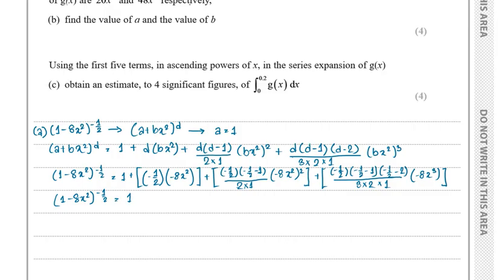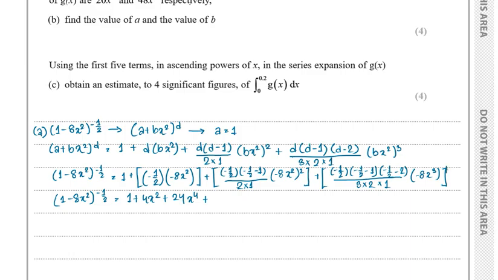So now (1 minus 8x squared) to the power minus half would be 1, and minus half multiplied by minus 8x squared would be plus 4x squared, plus minus half multiplied by (minus half minus 1) divided by 2 multiplied by (minus 8x squared) to the power 2 would be plus 24x to the power 4, plus minus half multiplied by (minus half minus 1) multiplied by (minus half minus 2) divided by 6 multiplied by (minus 8x squared) to the power 3.